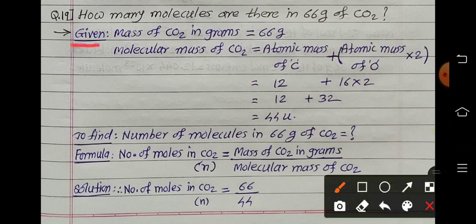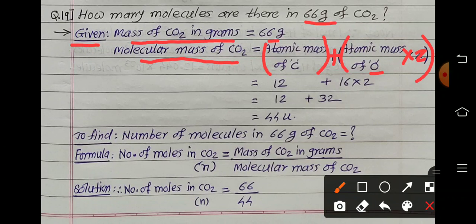Now given: mass of CO2 in gram. What is given? 66 gram. Now to find the number of molecules, we require the molecular mass of the given substance, but that is not given in the question. So we find out the molecular mass. Molecular mass of CO2 is equal to, CO2 means carbon dioxide, so carbon and oxygen are present. So atomic mass of carbon plus atomic mass of oxygen. How many oxygen atoms? 2. So multiplied by 2 here.